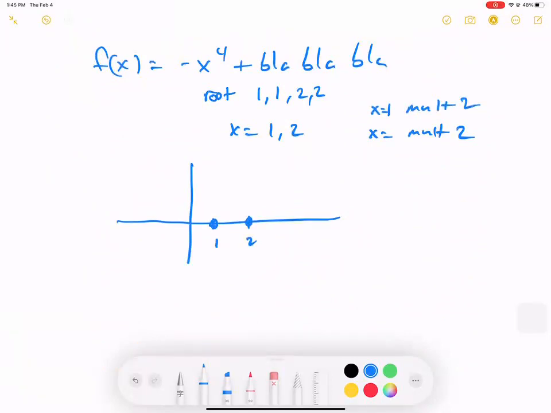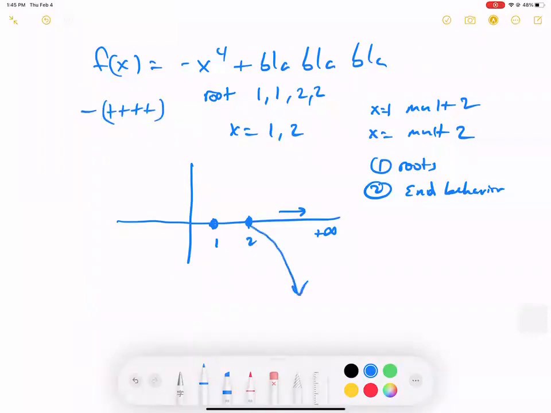What does the graph look like as we approach positive infinity? Now, so 1 we did roots. 2 we do end behavior. What does the end behavior look like? As x gets closer to positive infinity, what's a positive times positive times positive times positive? Don't forget there's a negative in front. That's going to be negative, so we know we're going down.